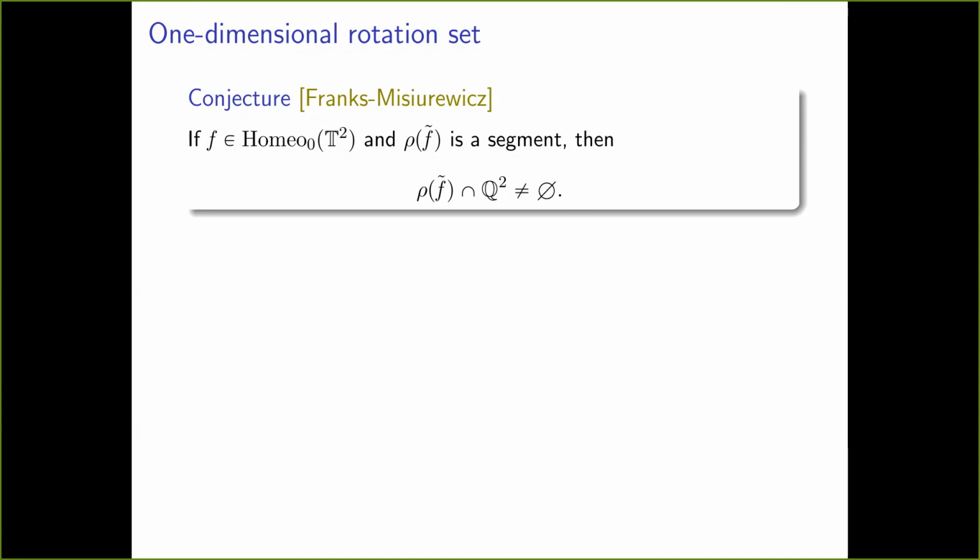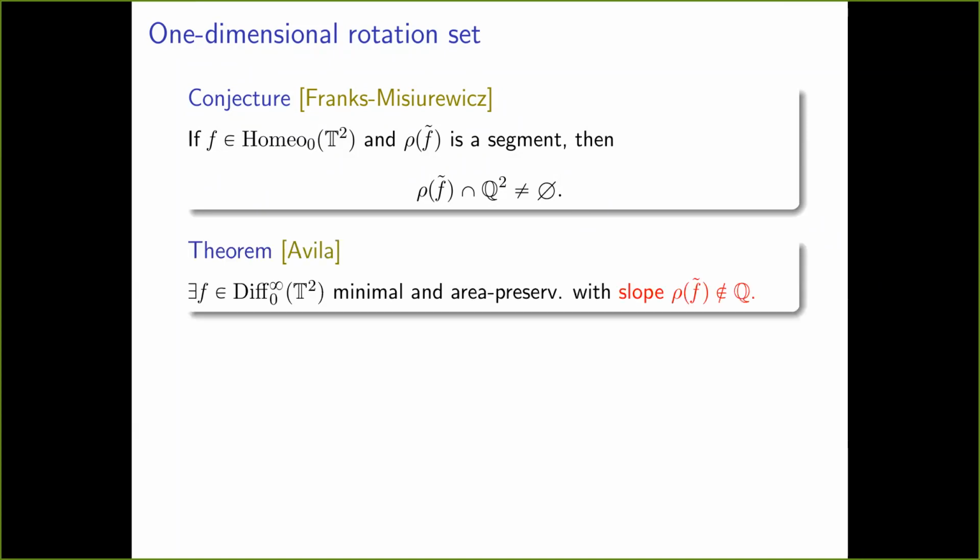And this was proposed at the beginning of the 90s. And something like 6 years ago, Artur Avila constructed an example of a C-infinity minimal area-preserving diffeomorphism, where the rotation set is a line segment and it has irrational slope.